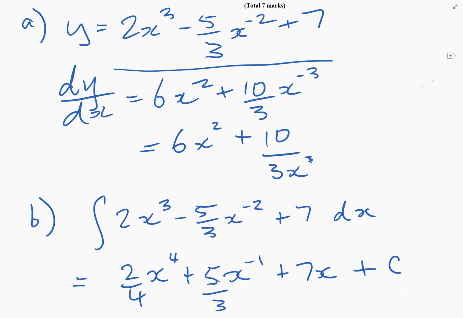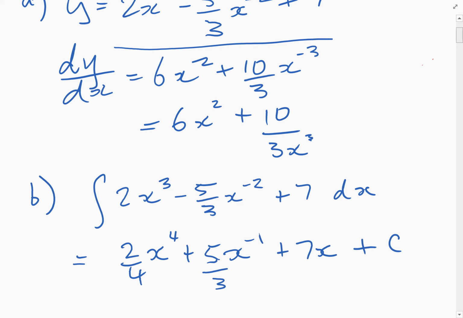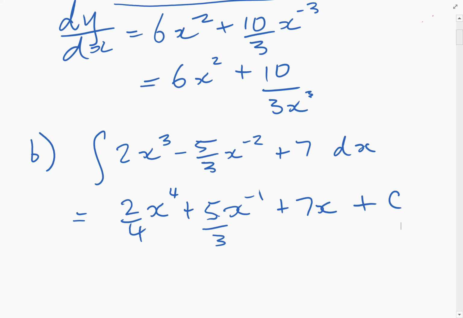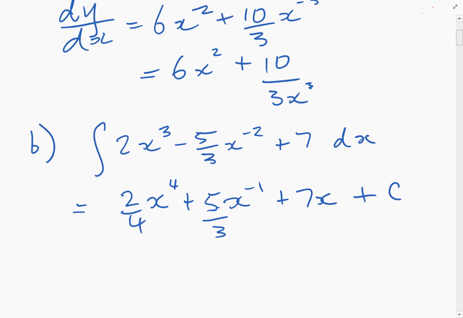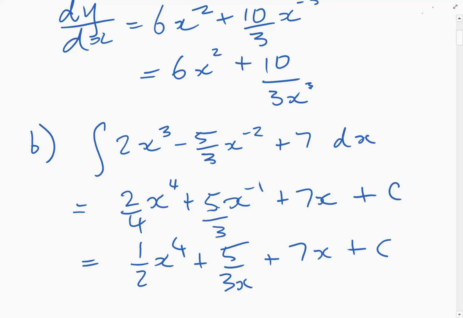I can't remember the mark scheme, but I think you would have lost a mark if you didn't put a plus c there. The question, I think, does say simplest form, so you need to make sure that you simplify this fraction at the front here. So make sure you put a half there. You don't have to do this, but you might just want to put this x back on the denominator and then leave that as it is. So that's the answer to question 1.